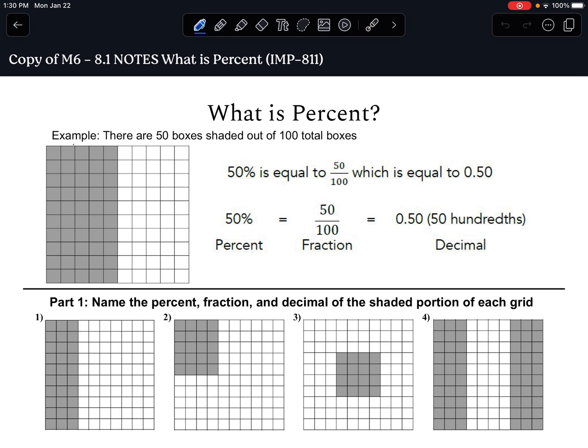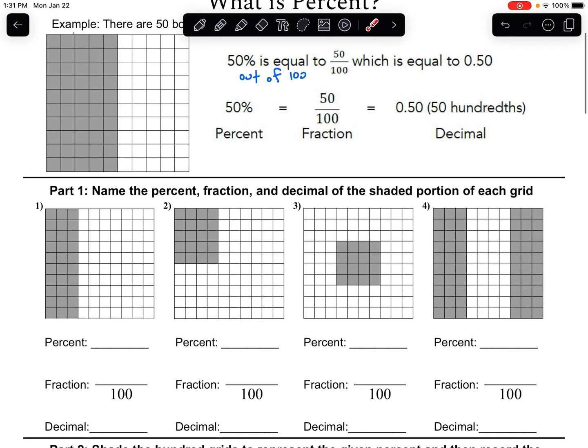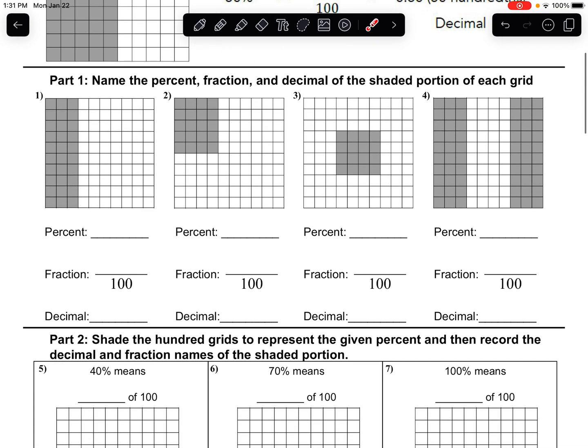So what is percent? A percent means out of 100. So when you see 50%, what that means is 50 out of 100, which is the same thing as the fraction 50 over 100. So let's look at some examples and fill some stuff out. It says name the percent, fraction, and decimal of the shaded portion of each grid.